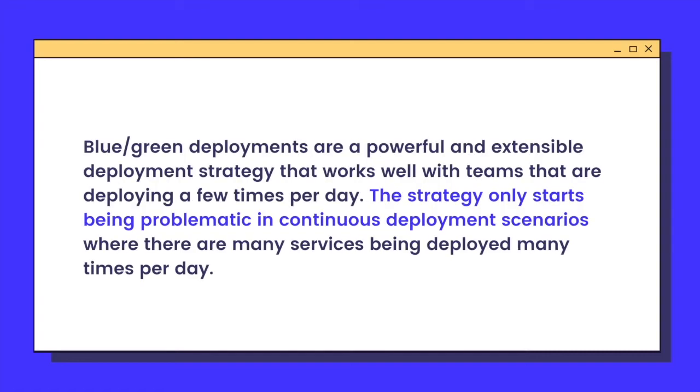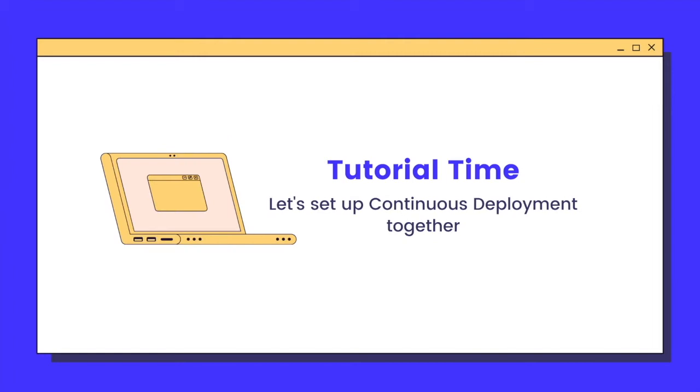So blue-green deployments are a powerful and extensible deployment strategy that works well with teams that are deploying a few times per day. The strategy only really starts being problematic in continuous deployment scenarios, where there's many services being deployed many times per day. All right, let's keep talking about deployment, and I'll see you in the next talk.